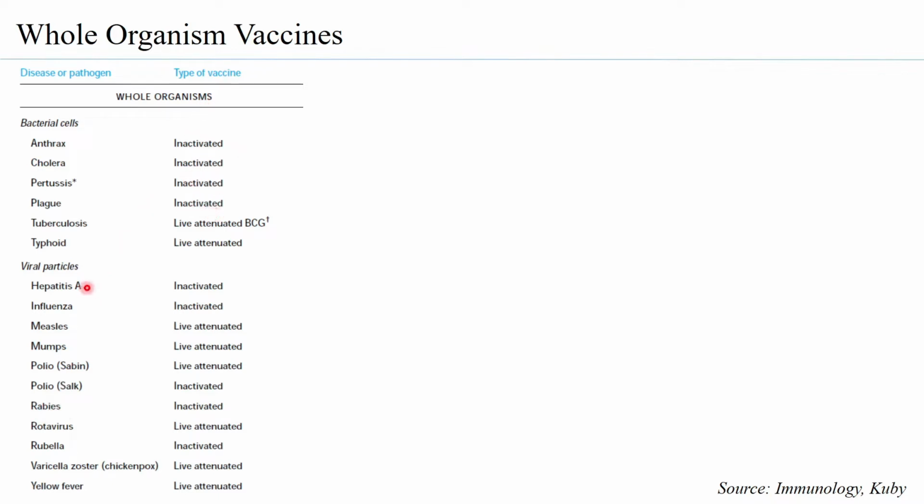But at the same time, you can see that there are live attenuated whole organism vaccines as well, as in for tuberculosis or for typhoid, for measles, for mumps, for polio, the Sabin's vaccine is also a live attenuated vaccine. So the understanding therefore is that there are two types of whole organism vaccines. One is the inactivated whole organism vaccine, and second is the live attenuated whole organism vaccines. So let us first look at inactivated whole organisms.